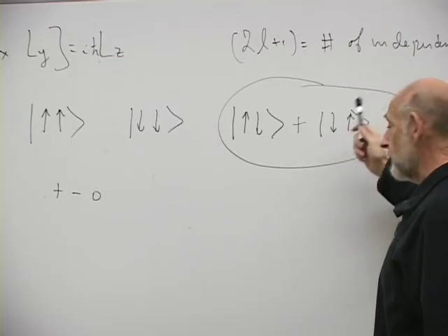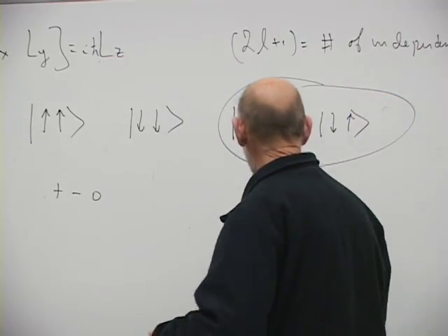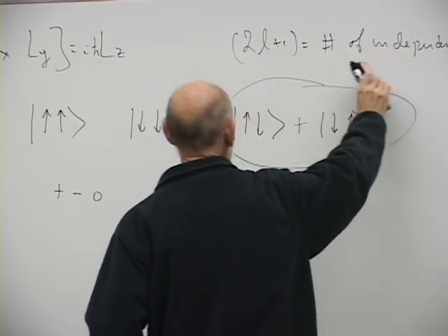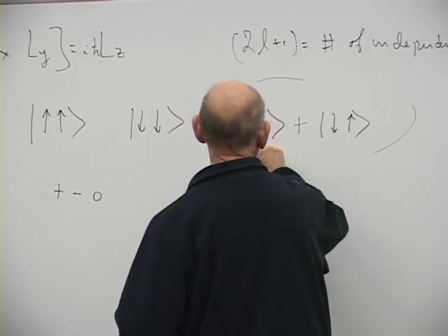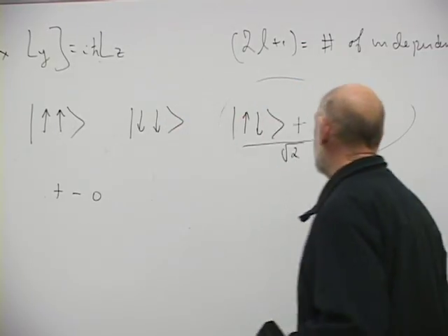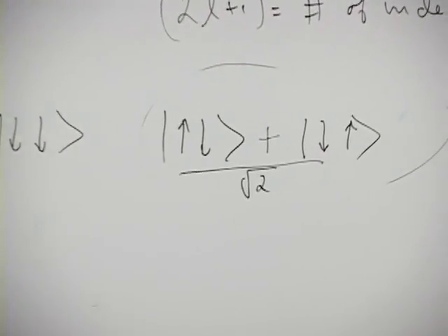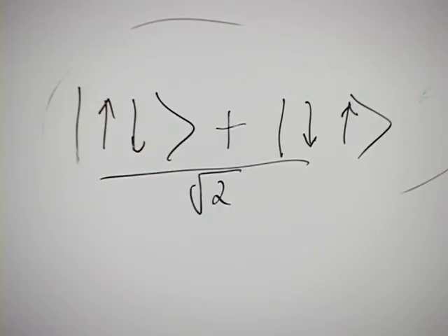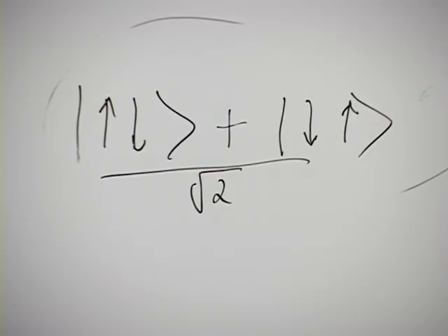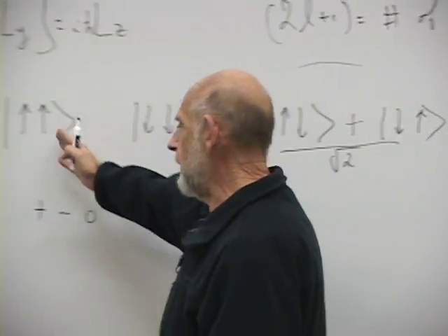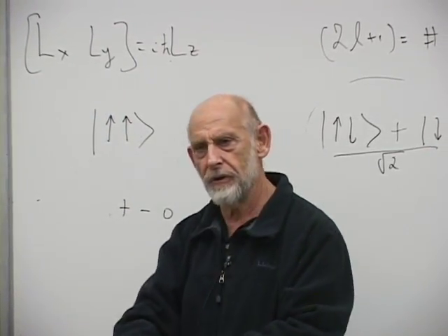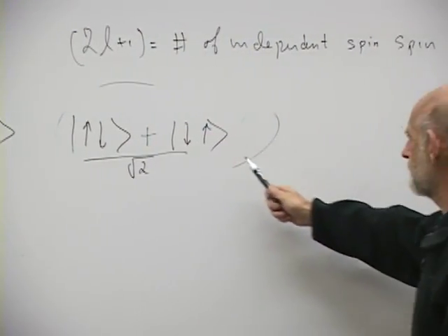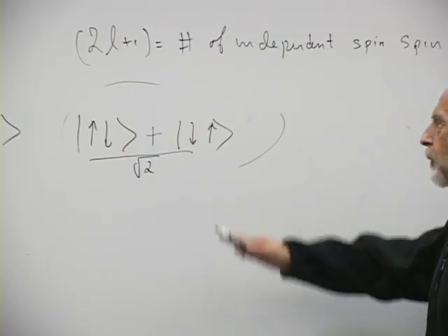Up, down plus down, up. This is the symmetric state. What should you do to it to make it have total probability equal to 1? Divide it by the square root of 2. These are the three states which together form 1, 0, and minus 1. If you rotate the axes, they transform into each other. This is a spin 1 up. This is a spin 1 down. Where are the ones with spin 1 in the other directions? They're made up out of this. Okay, so this is the spin 1 multiplet.